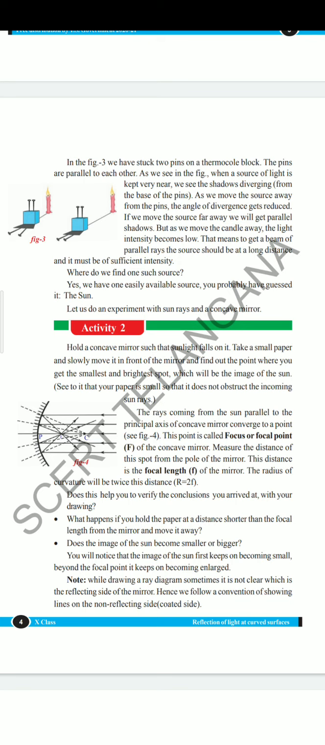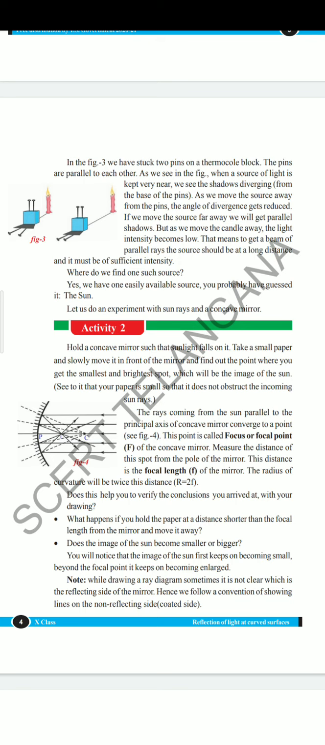Yes, we have one easily available source. You probably have guessed it, the sun. Let us do an experiment with sun rays and a concave mirror. Activity 2. Hold a concave mirror such that sunlight falls on it. Take a small paper and slowly move it in front of the mirror and find out the point where you get the smallest and brightest spot, which will be the image of the sun. See to it that your paper is small so that it does not obstruct the incoming sun rays.